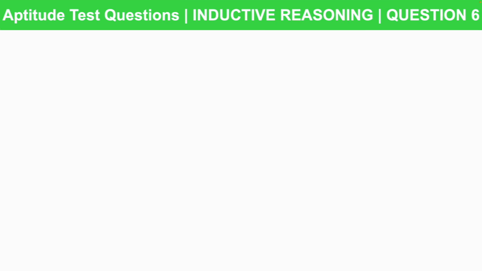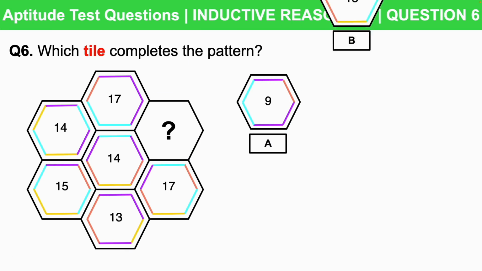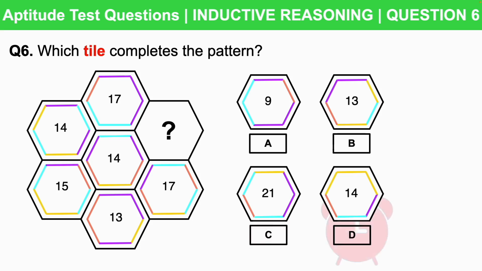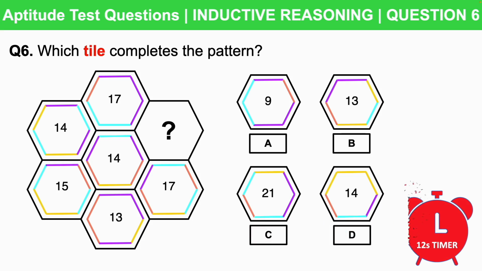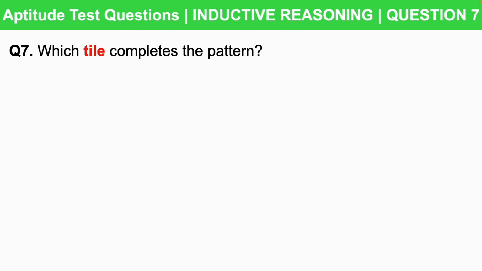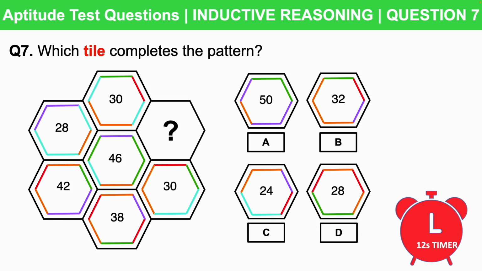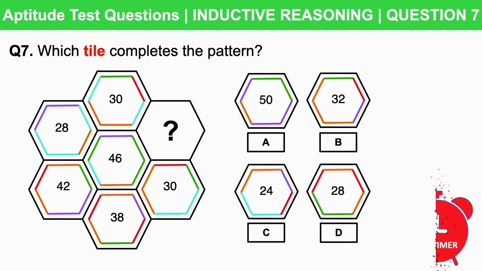Okay, let's get into the questions. Question 6, which tile completes the pattern? Here's that pattern, and here are your answer options: A, B, C, or D. You have 12 seconds on the timer, starting now. Great, let's move on to question 7. Which tile completes the pattern? Is it A, B, C, or D? 12 seconds on the timer, starting now. You're doing fantastic, keep it up.